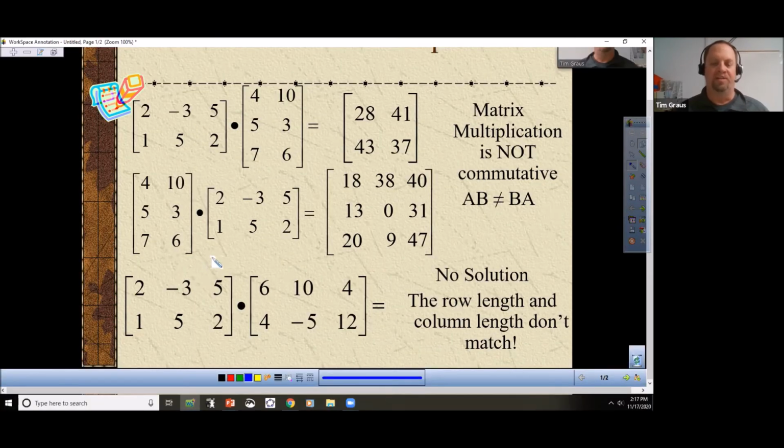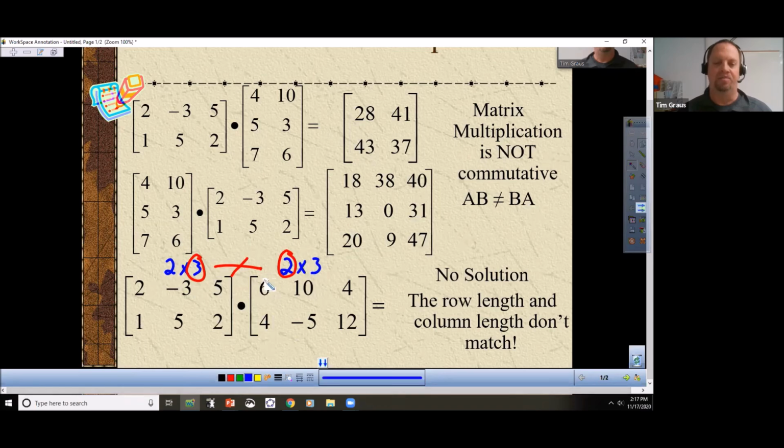We'll start with the 3 examples on this page. Notice this matrix is 2 by 3, 2 rows, 3 columns. This matrix is 2 by 3. And the problem is the row length on this one, this 3, does not match the column length on this one, that 2. So the fact that this 3 and this 2 are different numbers, that's what makes it impossible to multiply these.